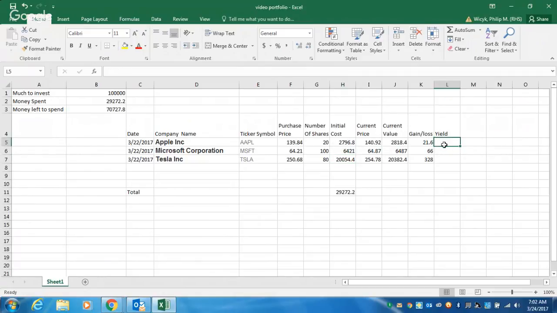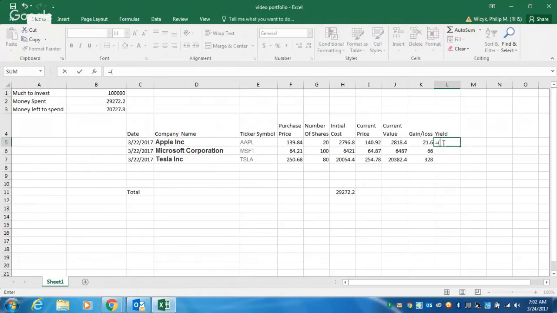So in order to do that, there's a couple ways. There's actually 3 ways to do yield. We're going to do the one that I showed in class first. All right, you're going to start off with an equal sign and parentheses because we need to find our gain or loss. Yes, I know there's a column here. I'll show you that way in a second.